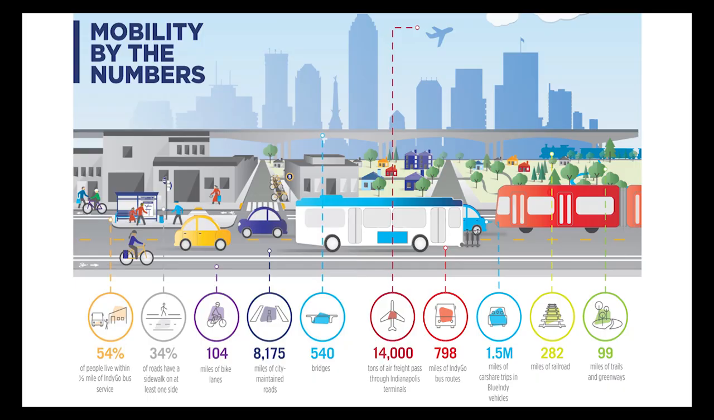But just by numbers, some other aspects of transportation in our city. And so right now, 54% of our city live kind of within a walking distance of an Indigo bus line. So that means half do and about half don't. Austin's going to talk about how we're looking to change some of those numbers. Only about a third of our streets have sidewalks on at least one side. So that's a massive deficit for us.